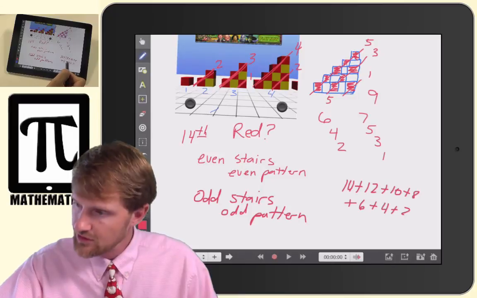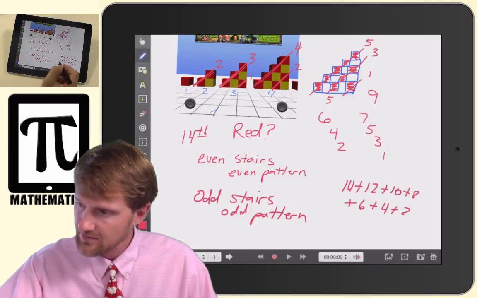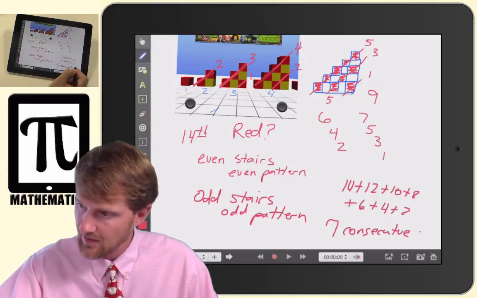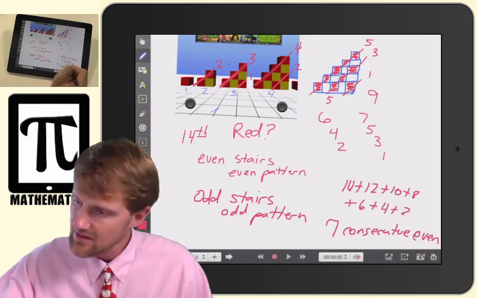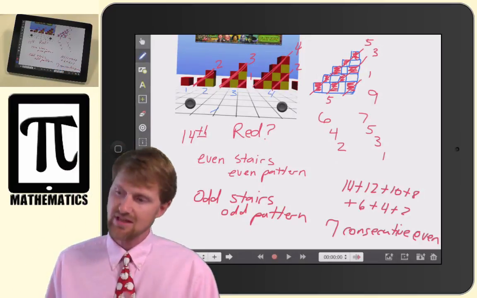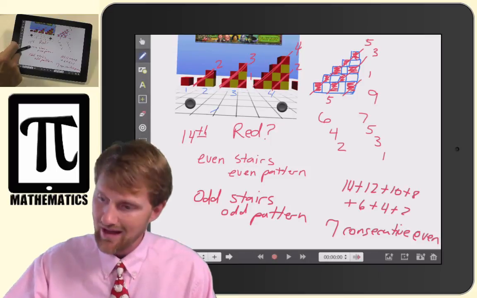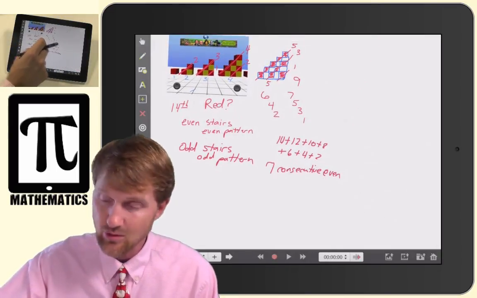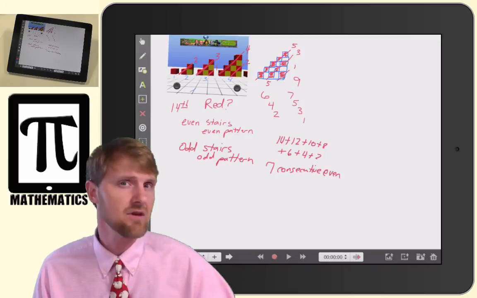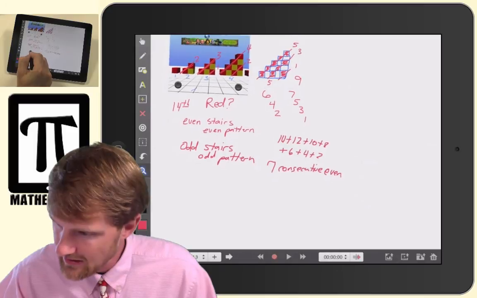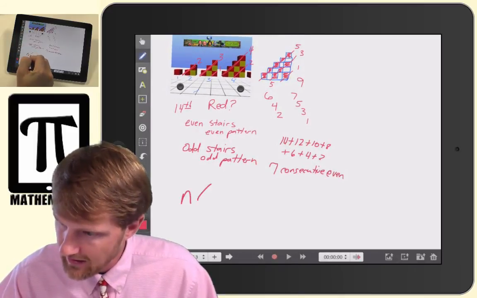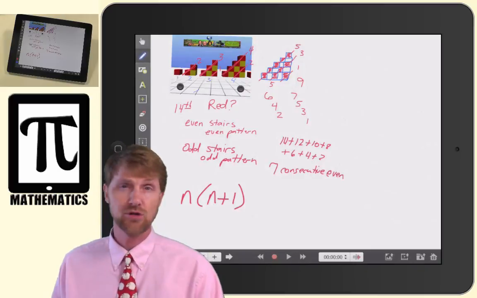Now, there's 1, 2, 3, 4, 5, 6, 7. So that's 7 consecutive even numbers. Okay, 7 consecutive even numbers. And if I have 7, that's an n. If I have 7 consecutive even numbers, we have another problem that we've done that has a rule for however many consecutive even numbers and finding the solution. And the rule is going to be n times n plus 1. Pretty simple rule.